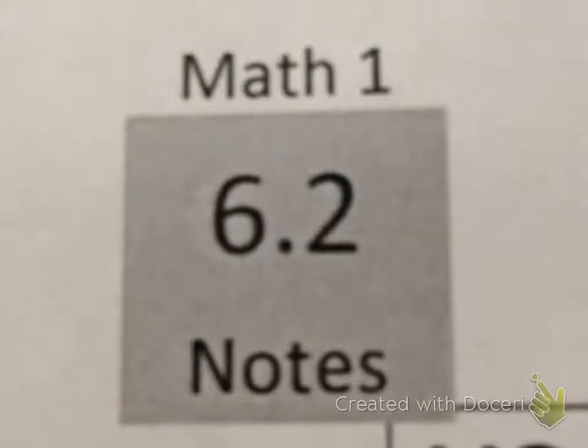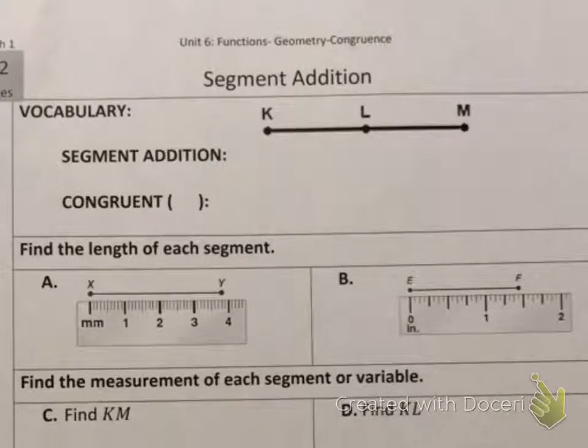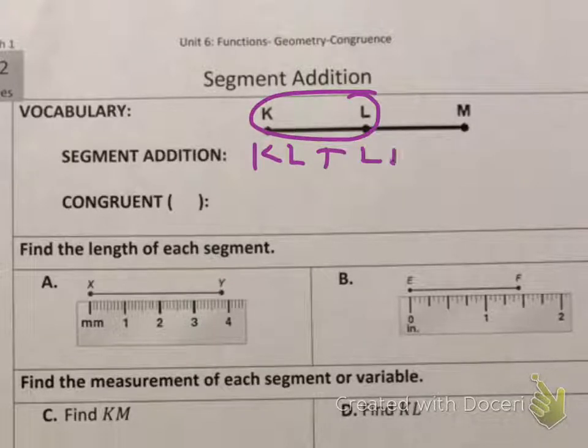So this is Note Taking Guide 6.2 in Math 1. We're going to continue with our geometry unit here, and we're going to start today talking about segment addition. Segment addition is where we have a line segment where we're just going to add pieces of it together. So we could go KL plus LM, and that would add the two pieces of the line segment together in order to find the one piece.